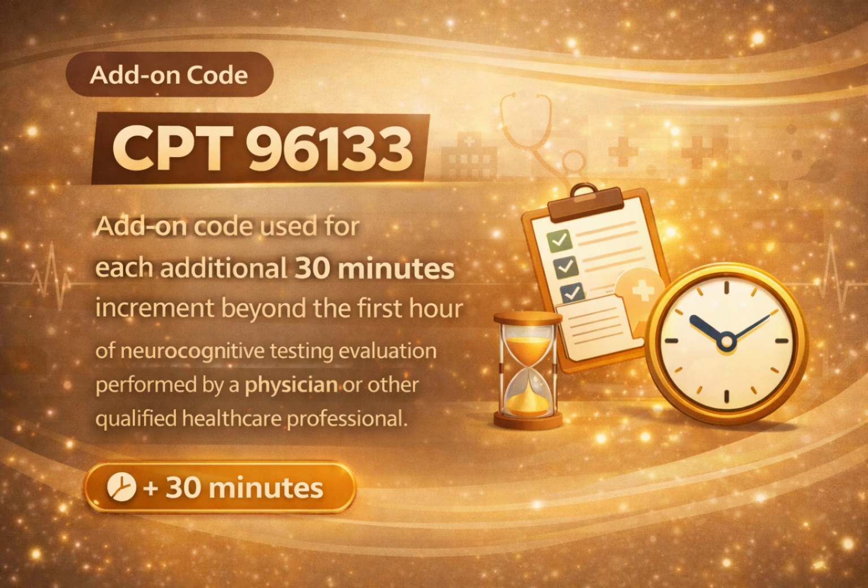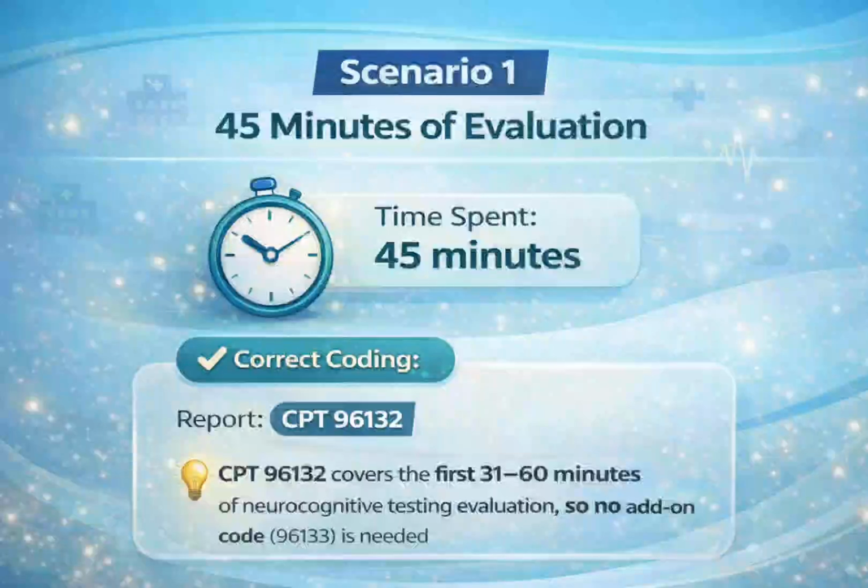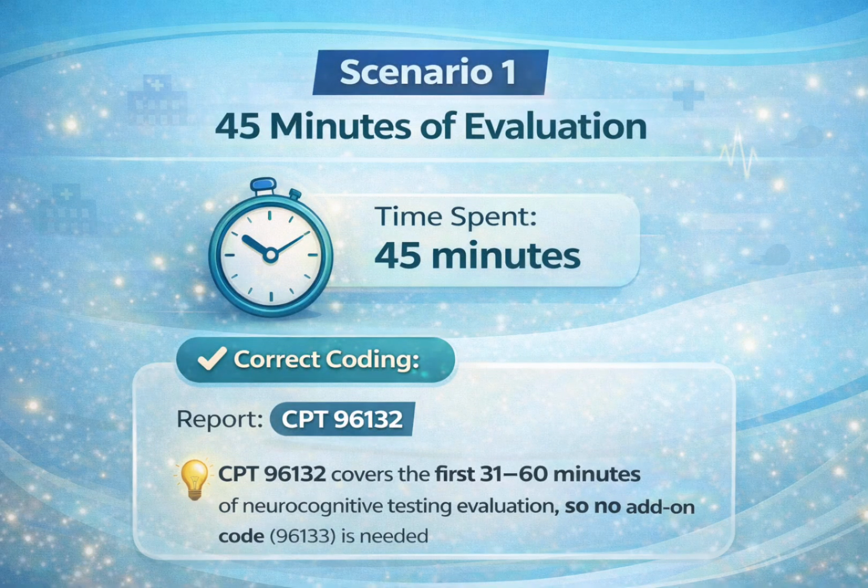We have three scenarios for better understanding of the CPT codes. Scenario 1: 45 minutes of evaluation. Time spent: 45 minutes. Code 96132 covers the first 31 to 60 minutes, so no need for add-on codes.